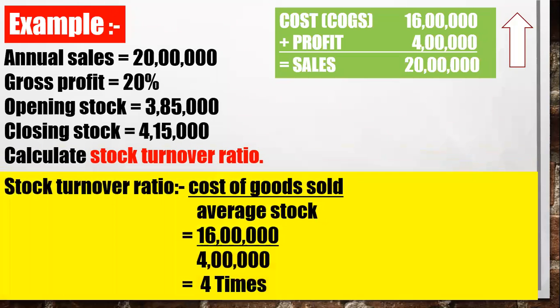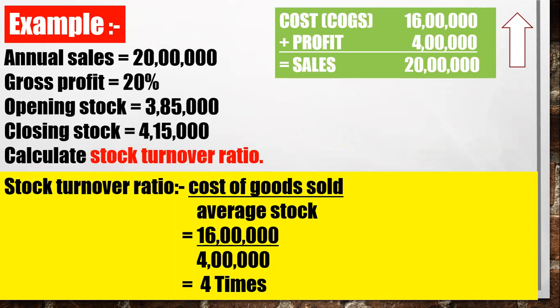So this is the formula. Cost of goods sold, 16 lakh you got by this formula, upon average stock, that is 4 lakh. 4 lakh you got from 3,85,000 plus 4,15,000, which is 8 lakh upon 2. So you will get 4 lakh. So the stock turnover ratio is 4 times.